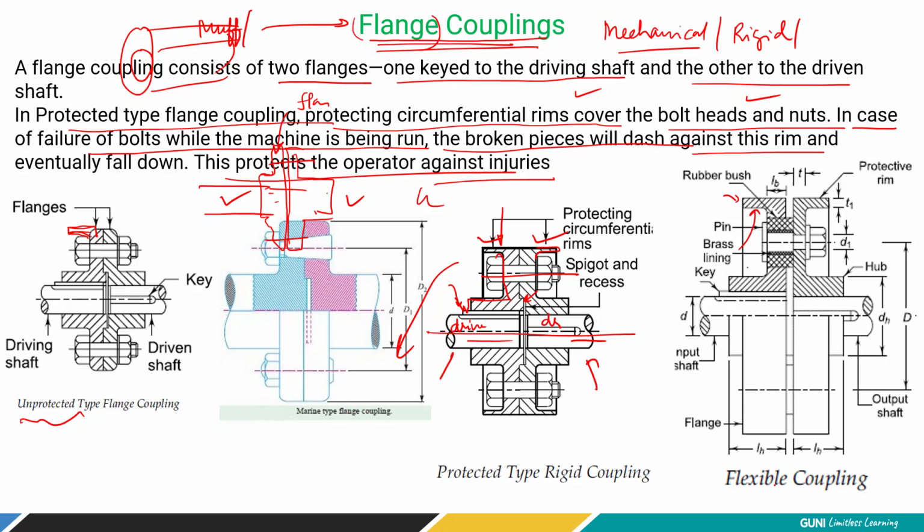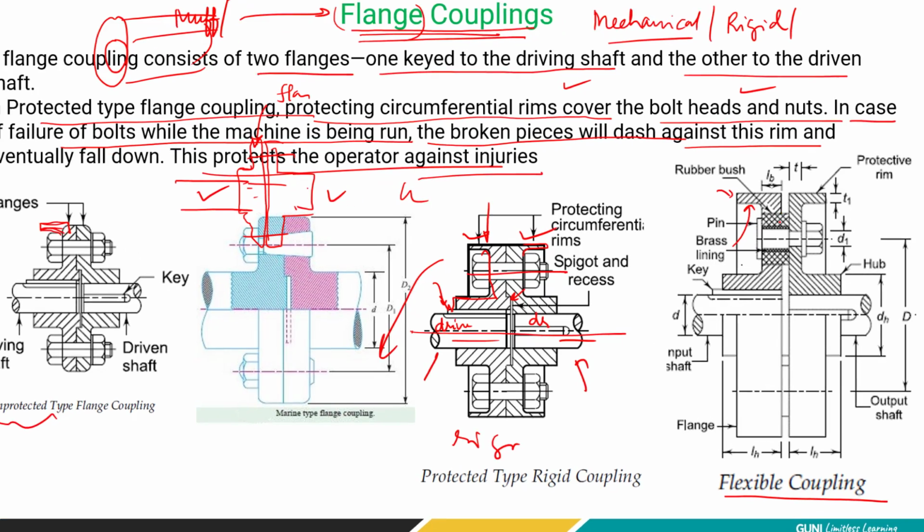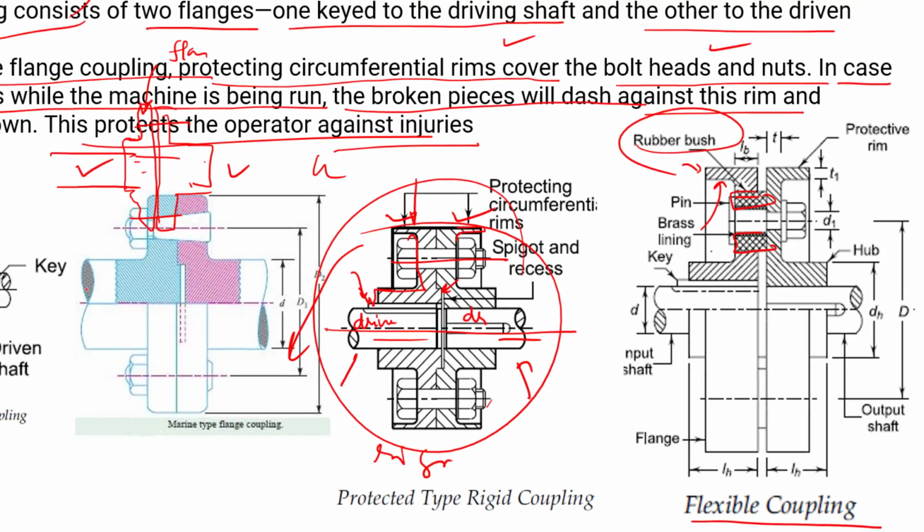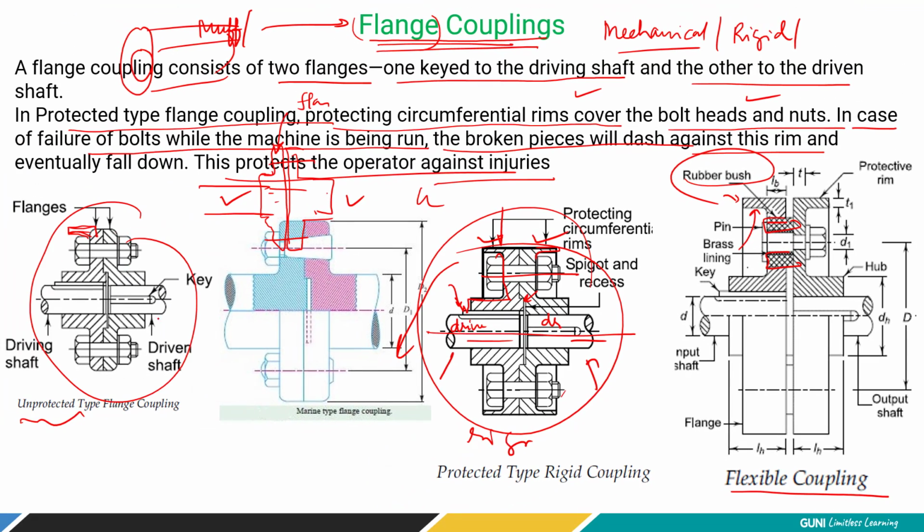Now there is also a flexible coupling. What's the difference between this type of rigid coupling and the flexible coupling? Here a rubber bush type of material is introduced. Just look at this part. Because of that, small misalignment and overloading are permitted, which is not possible in the case of the protected or unprotected type of rigid flange coupling. So these are the provisions. That's why we have two types of coupling: one is rigid, the second is flexible.